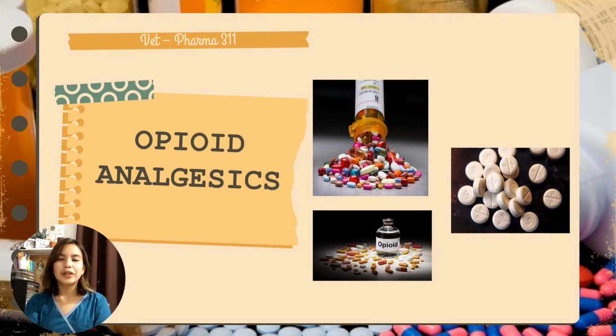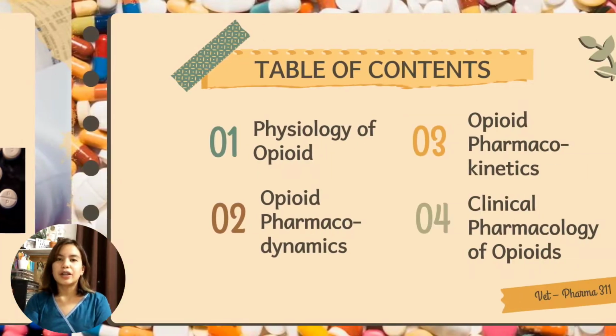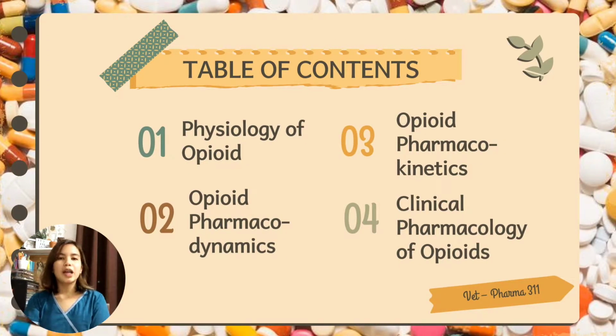Our topic for today is about opioid analgesics. So first, here is the table of contents for today's topic. The first is the physiology of opioids. The second one is the pharmacodynamics of opioids. The third one is opioid pharmacokinetics. And the last one is the clinical pharmacology of opioids.